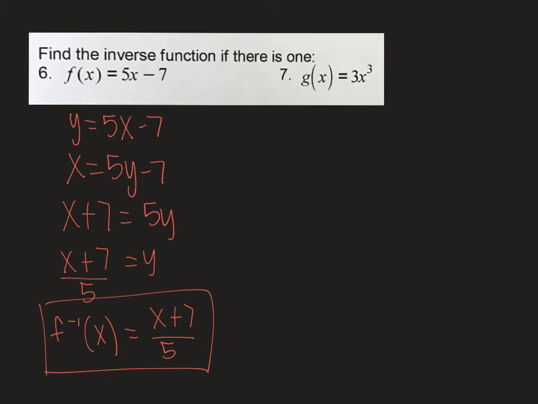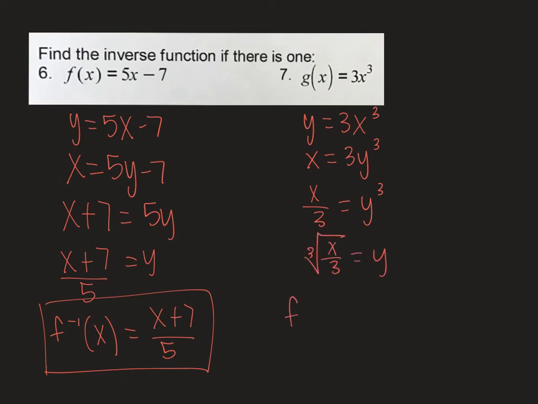Same thing with number 7. We're going to replace g of x with y. And then we're going to switch x and y and solve for y. So first thing I'm going to do is divide by 3. And then to get rid of y cubed, I'm going to take the cube root. And then I'm going to write it in that function notation.